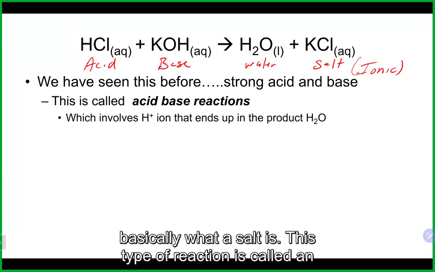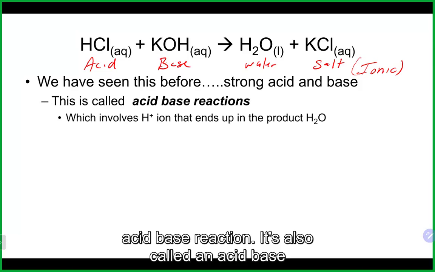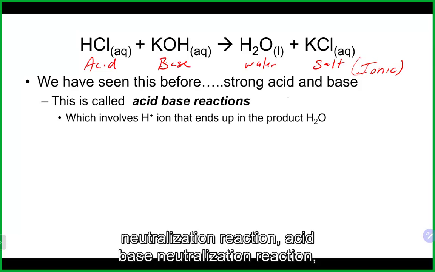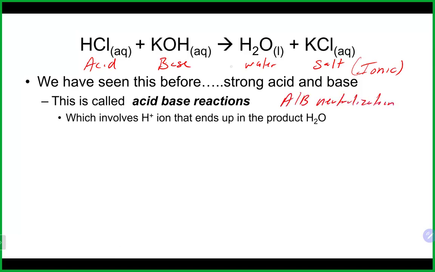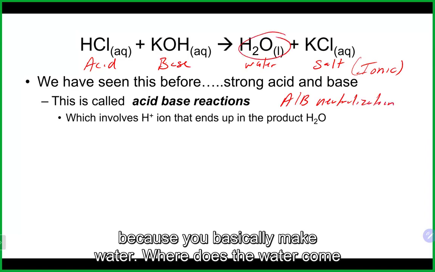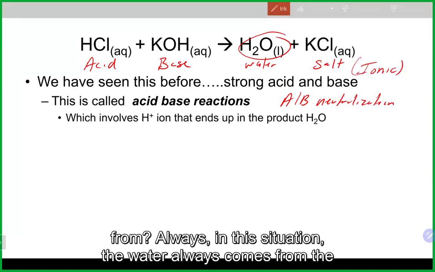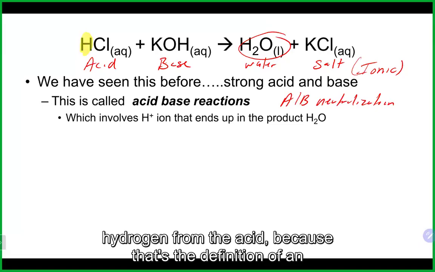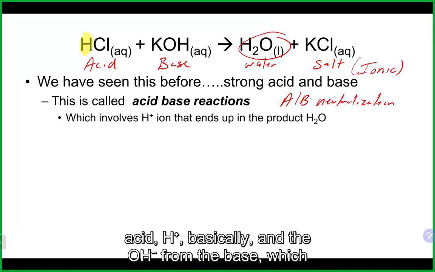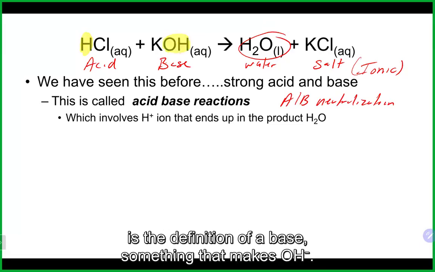This type of reaction is called an acid-base reaction. It's also called an acid-base neutralization reaction, because you basically make water. Where does the water come from always in this situation? The water always comes from the hydrogen from the acid, because that's the definition of an acid, H plus basically. And the OH minus from the base, which is the definition of a base, something that makes OH minus.